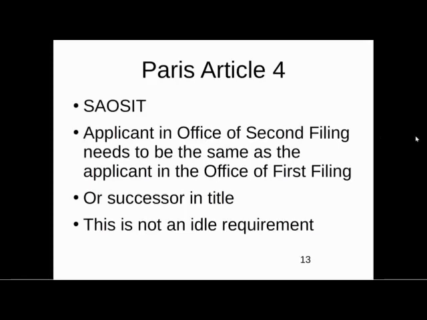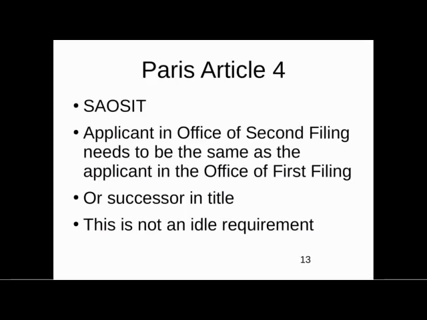The main thing here is make darn sure anytime you are filing in an office of second filing, whether it's design, whether it's patent, make darn sure that you pay attention to who is your applicant in the office of second filing, and go back and look and see who was the applicant in the office of first filing, who was the applicant in the priority case. If they match, well, that's great. If they don't match, have a meeting.